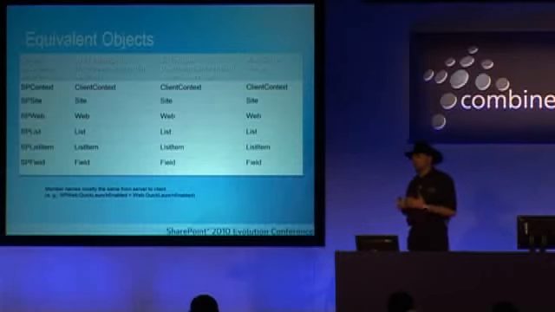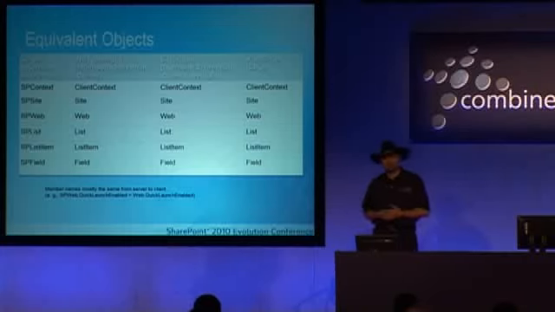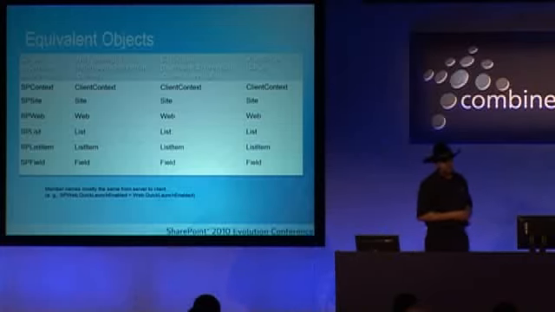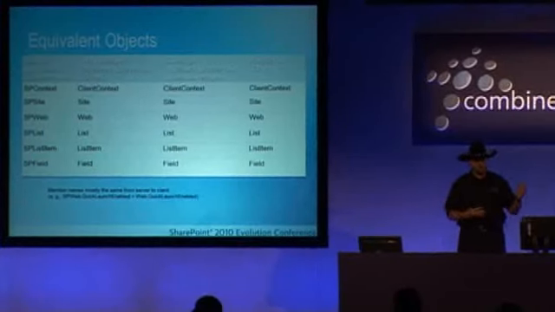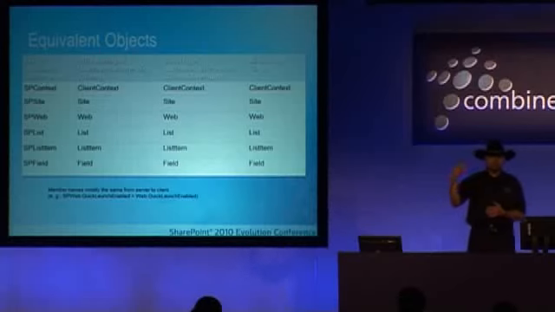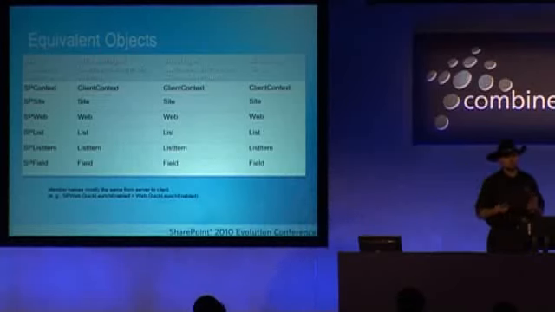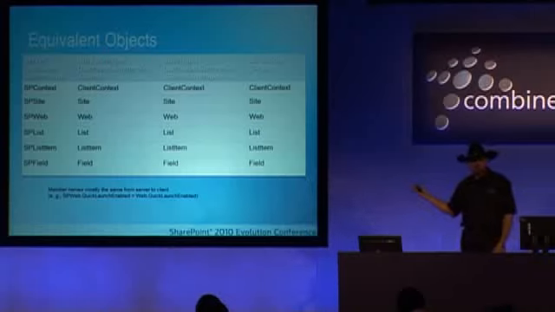A little bit of a change in the naming convention when you're working with things. You can mostly just drop the SP off the front of your various SharePoint objects that you're used to using. So SP context becomes client context. Then you have site, web, list, list item, field, list collection, list item collection, those sort of things. And you just drop the SP off the front. The most important thing of all these is the client context.